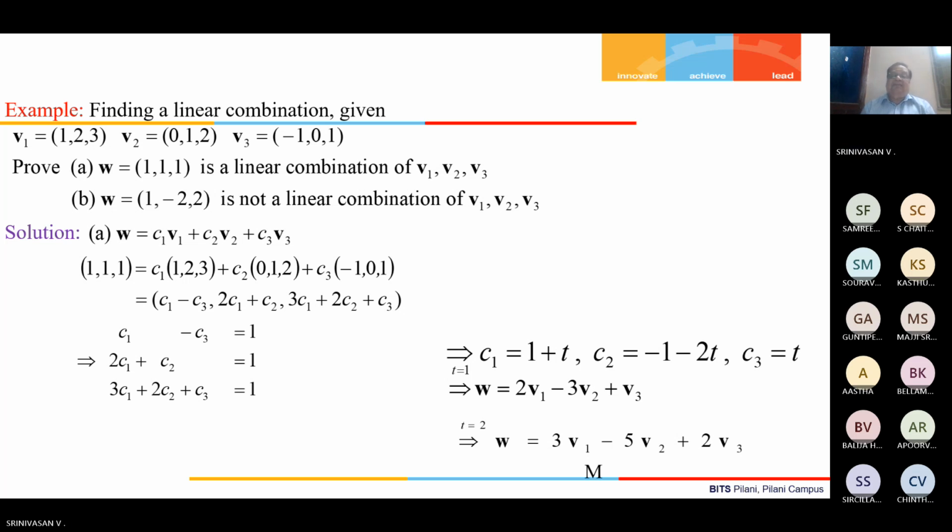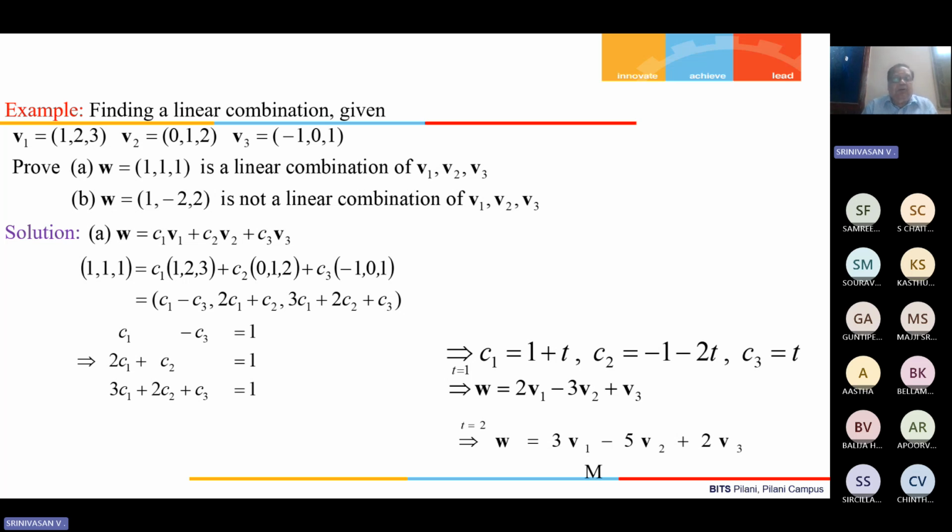Let us suppose W can be written as a linear combination of V1, V2, V3. So what is the format? W is equal to C1 V1 plus C2 V2 plus C3 V3. Remember, the vectors are in bold face. So what is W(1,1,1)? C1 into (1, 2, 3), C2 (0, 1, 2), C3 (minus 1, 0, 1). Now, how do you do it? This will become a vector, with scalar multiplication of each of the vectors' components, and their addition.